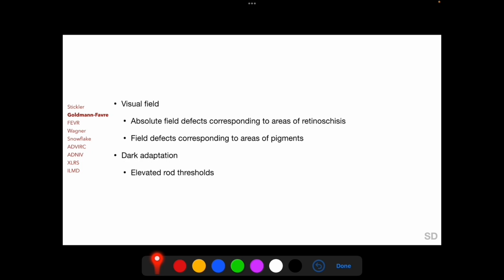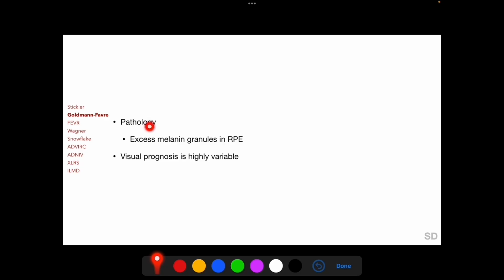Visual field examination shows absolute field defects corresponding to areas of retinoschisis, and also field defects corresponding to areas of pigment, and dark adaptation testing typically shows elevated rod thresholds. Histopathological examination shows excess melanin granules within the retinal pigment epithelial cells, and visual prognosis in patients with ESCS is highly variable.